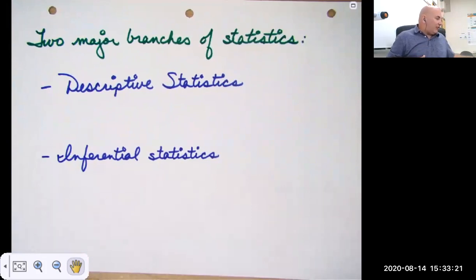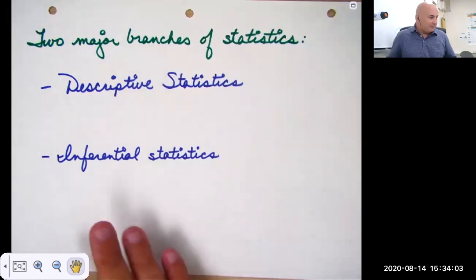There are two major branches of statistics. Descriptive statistics, I need to move my desk around here a bit when I make these videos. Descriptive statistics is the branch of statistics that involves organizing, summarizing, and displaying data. Inferential statistics is a branch of statistics where we take a sample and we draw inferences about a population. In general, we're going to study descriptive statistics in the first semester and inferential statistics in the second semester.